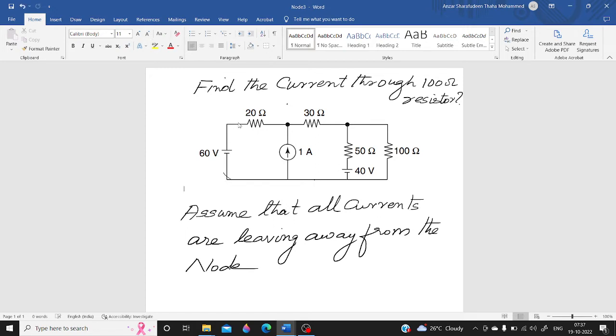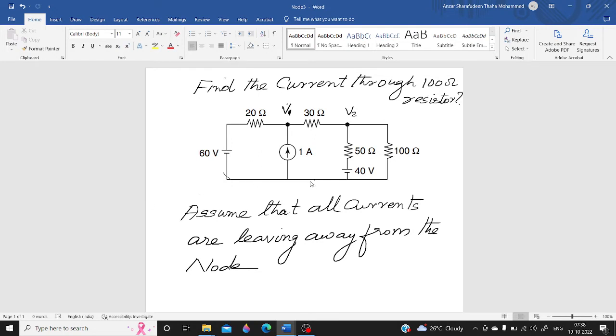This branch and this branch meet at this point, so I can consider this as node 1. I am assigning a voltage V1 to this node. And here, the 30 ohm resistor branch, the 50 ohm resistor branch and the 100 ohm resistor branch, these three branches meet at this particular point, and I am assigning a voltage to this node. So this is V2.